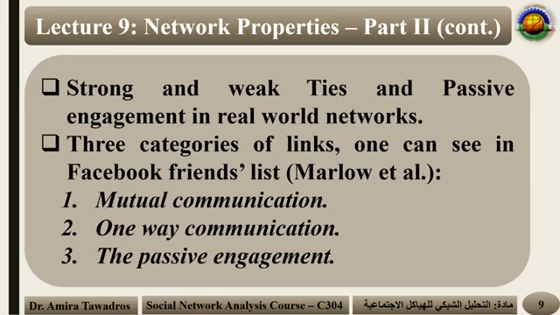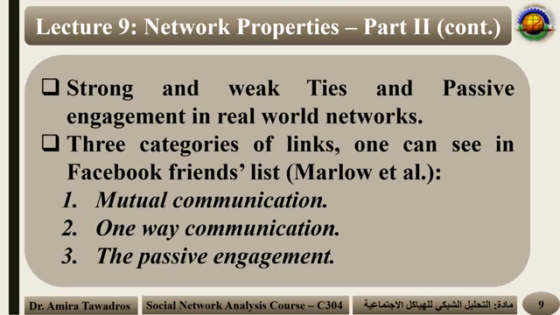The results of this experiment showed that we have three categories of links that one can see in a user's friend list. These three categories are as follows. Number one, mutual communication; number two, one-way communication; and number three, passive engagement. So what do these three categories mean? We will discuss this now.